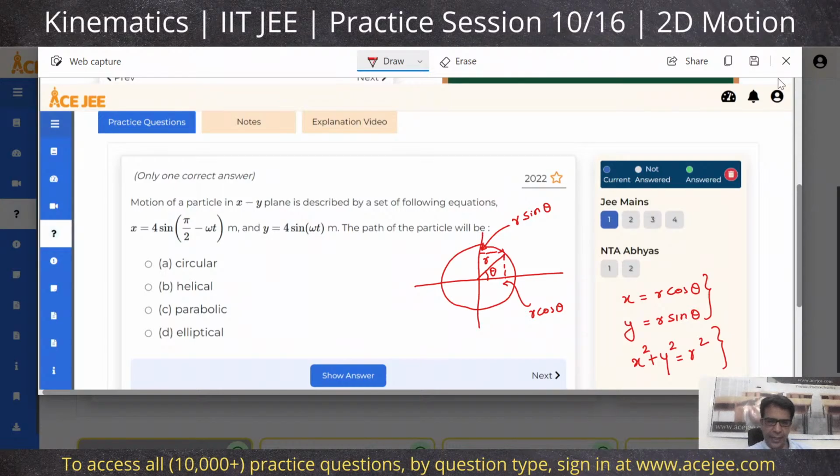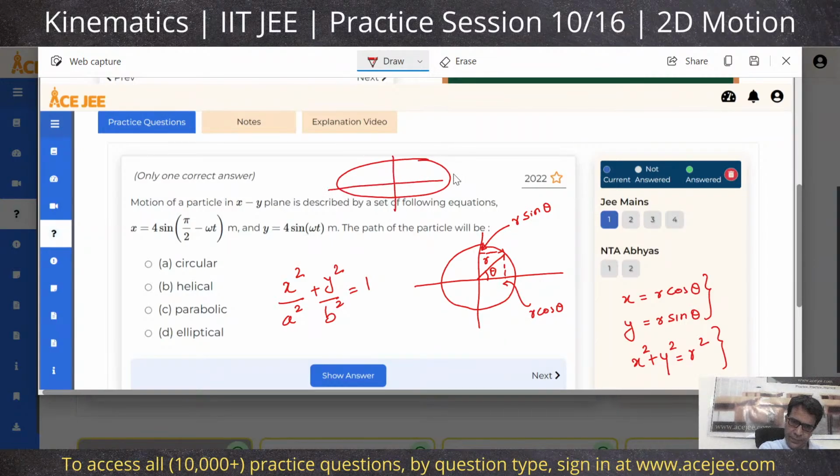And what is the equation of an ellipse? x square by a square plus y square by b square equals 1. We drew an ellipse there. This is a, the major axis. This is b, the minor axis. If a equals b, then it becomes a circle, and you will have the equation x square plus y square equals a square. Correct? It becomes the equation of a circle.